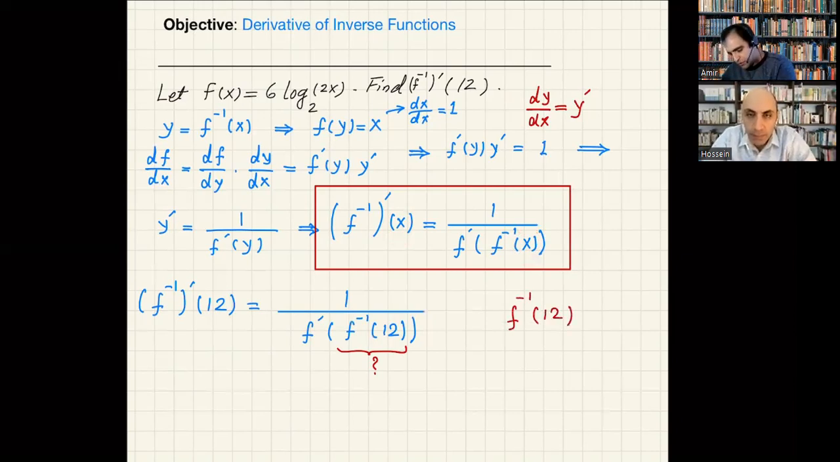So if I call it just a value like x, x is unknown, because that's unknown here, as you can see. Then based on the definition of the inverse of a function, it's going to be 12 is equal to f of x.